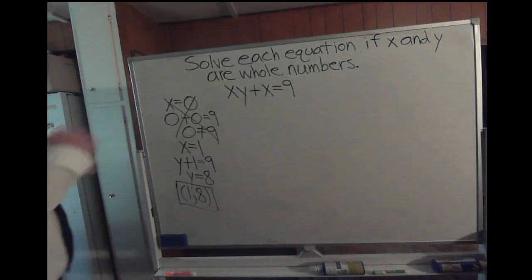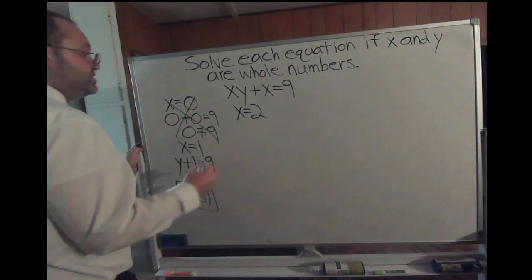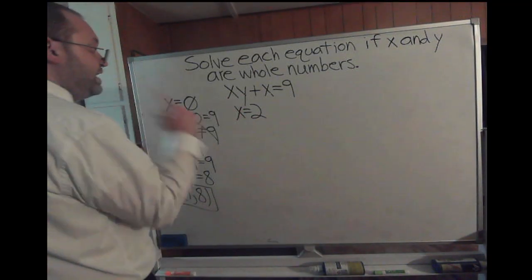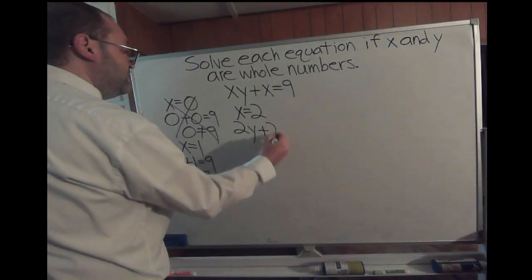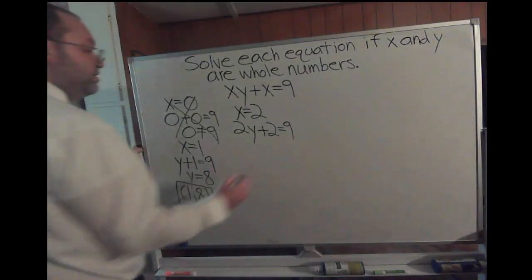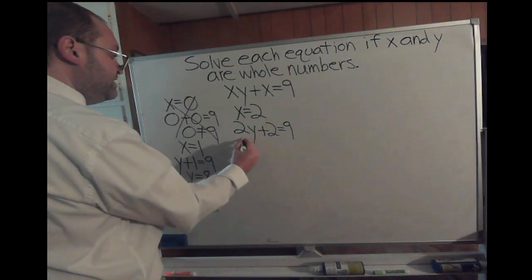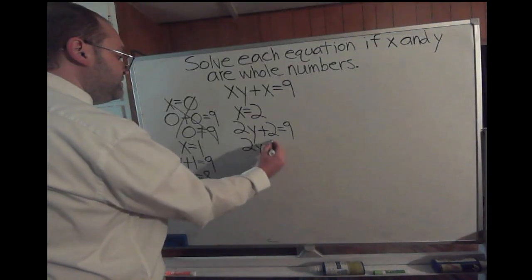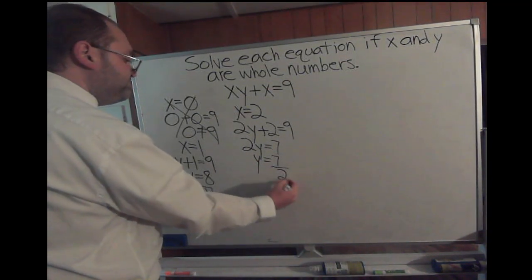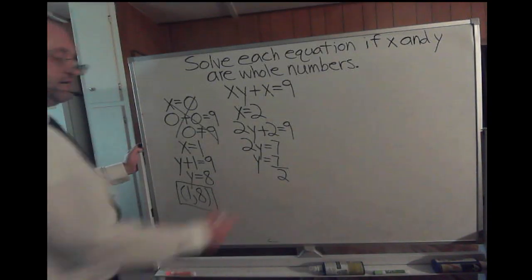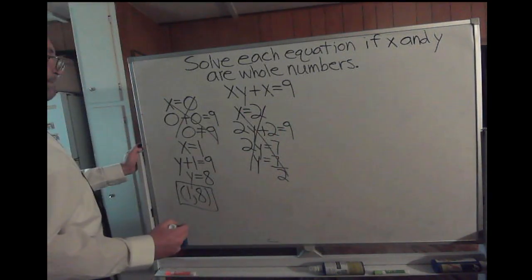How about if x equals 2? Well, if x equals 2, that means you put in 2 for your x. You'll get 2y plus 2. That'd be equal to 9, right? You want to solve for just 2y, so subtract 2 from both sides. You get 2y equals 7. Well, y would equal 7 halves. That's not going to work because y is not a whole number. So x can't possibly equal 2.